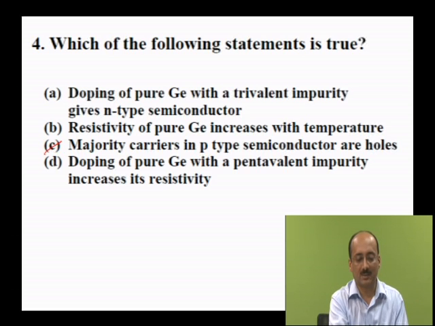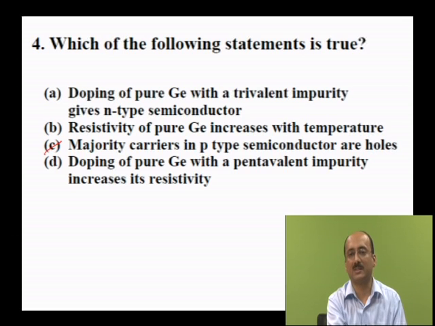And you can check why others are not okay. You go for the first one, doping of pure germanium with trivalent gives N-type. When you say trivalent impurity, it should give P-type. And why is the second one wrong? They have given that resistivity of pure germanium increases with temperature. Germanium being negative alpha material, when temperature increases, resistivity should decrease, but they have given increases. And when you dope germanium or silicon with any kind of impurity like pentavalent or trivalent, it should increase conductivity, not resistivity. Hence D also is not a correct option. C is the option.